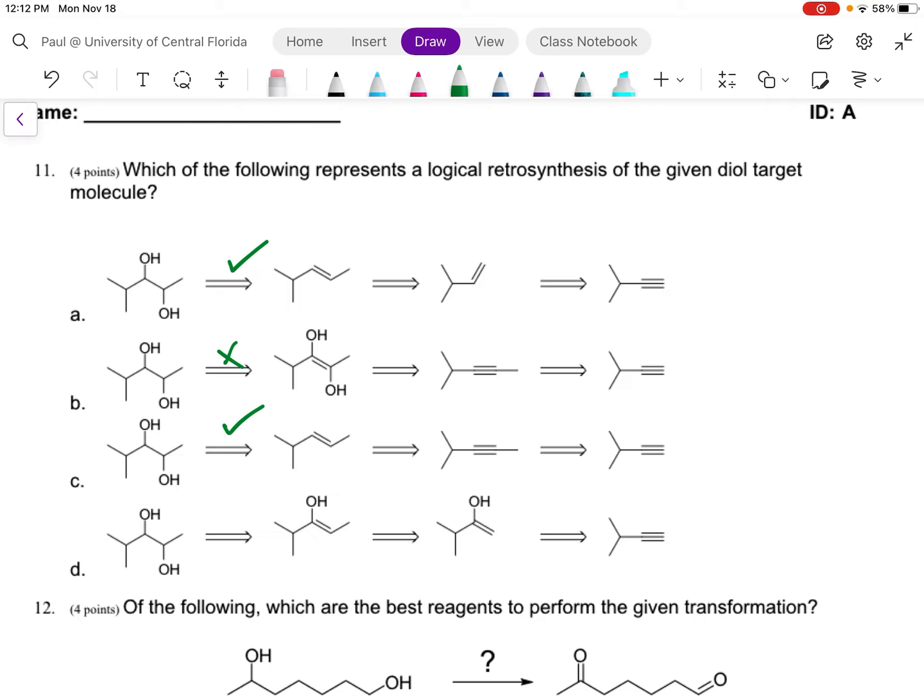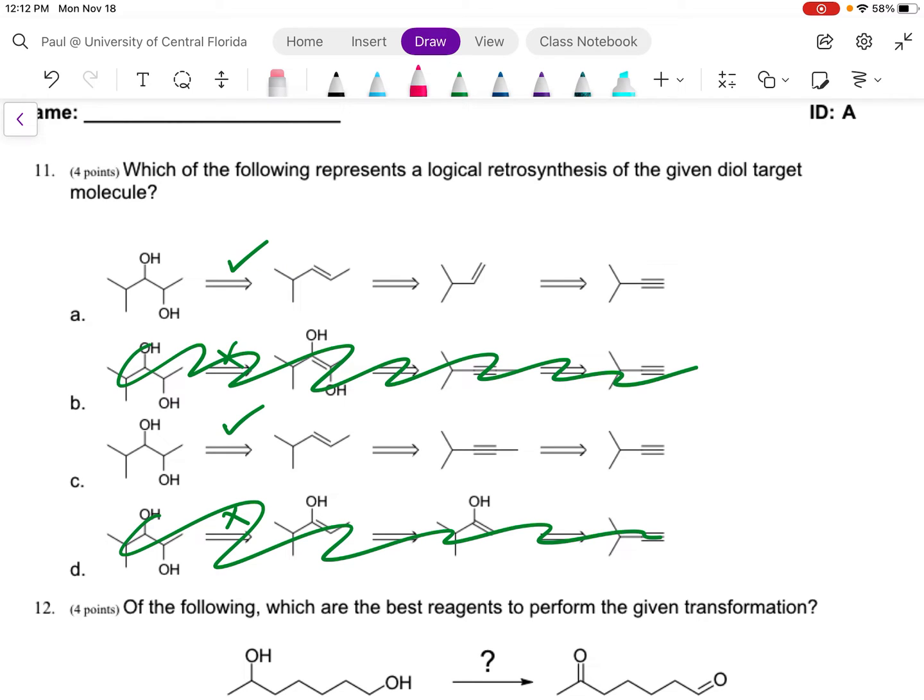And then have we seen an enol go to a diol? No, we have not. So now that's off the table. Now I'm going to do, can I turn this guy into this guy?